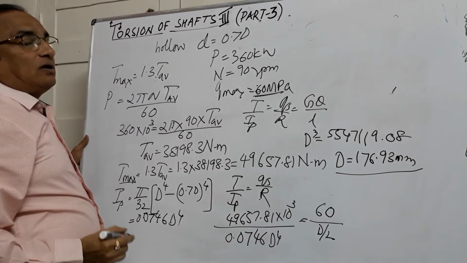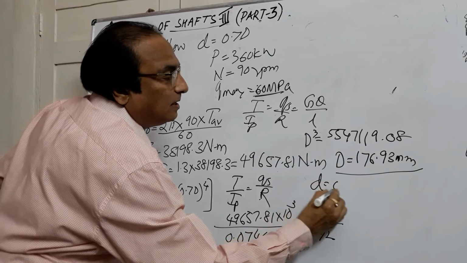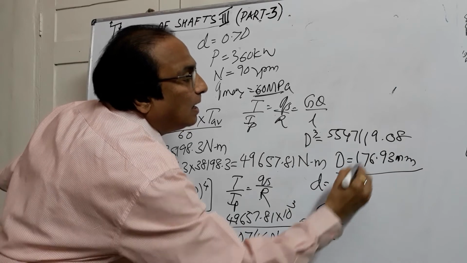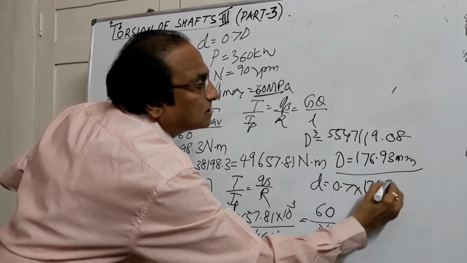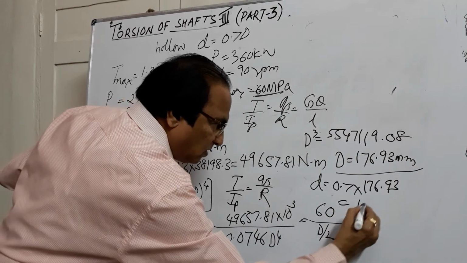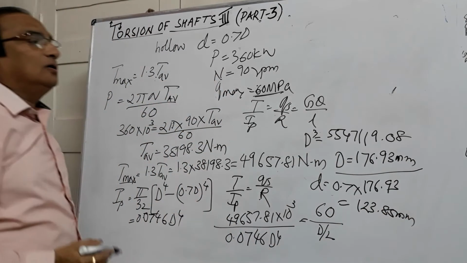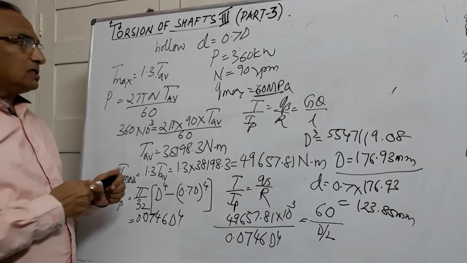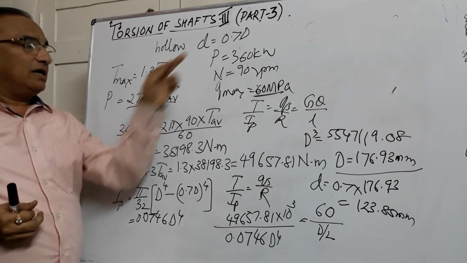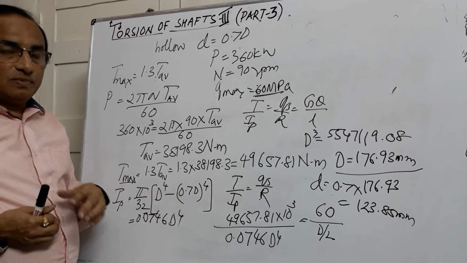This is the outer diameter of the shaft. So the inner diameter will be 0.7 times the outer diameter, 176.93. So the inner diameter of the shaft will be 123.85 mm. The lines go on the same as for a solid shaft, but in the case of a hollow shaft, be careful in determining the moment of inertia, the polar moment of inertia.